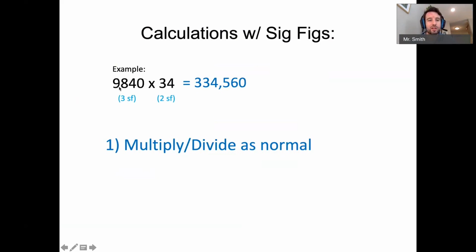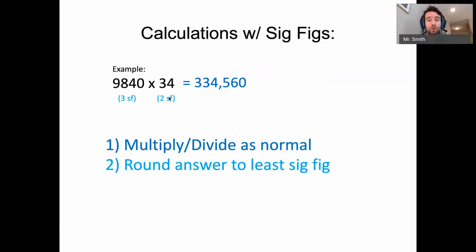So, we know this one has three, we know this one has two, and we're just going to round our answer to the least number of sig figs. So if we're rounding our answer to two sig figs here, because two is our least number of sig figs, we're going to keep the 3 and the 3, and then the 4 comes after it. So in this case, 4 is less than 5, we round down. So our answer is going to be 330,000 as our final answer. We only keep these first two 3s. Everything else gets changed to zeros to represent that we have two sig figs in our final answer.